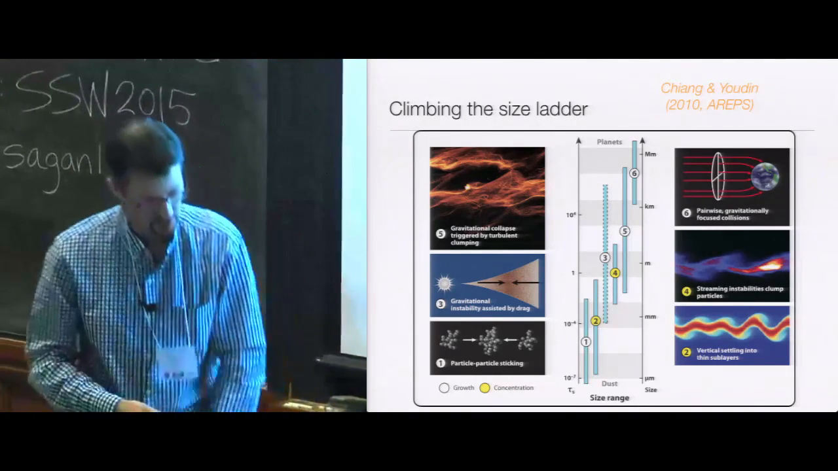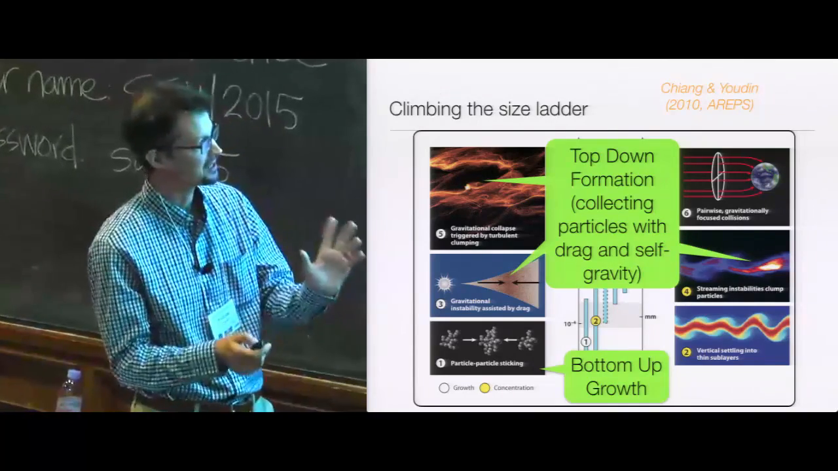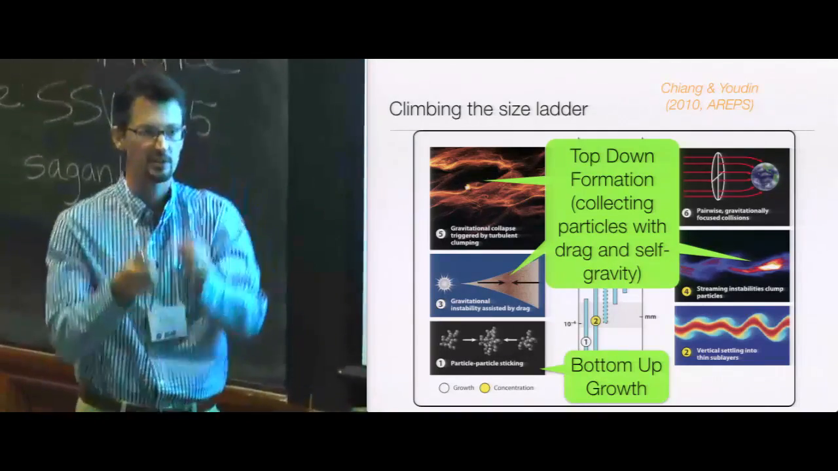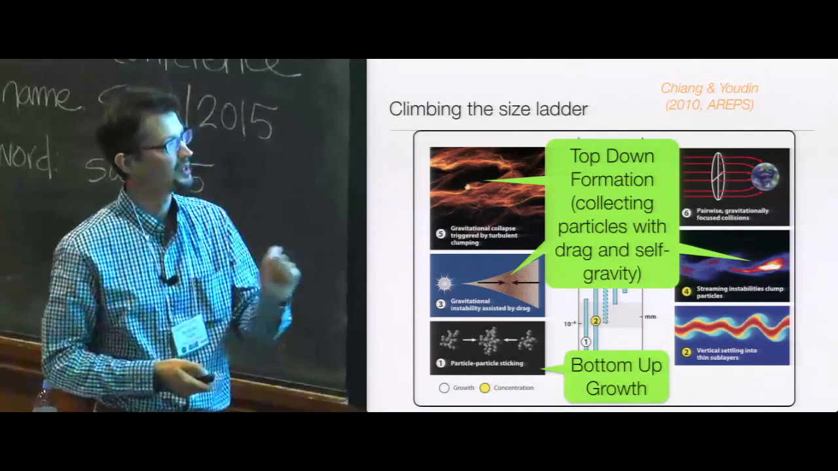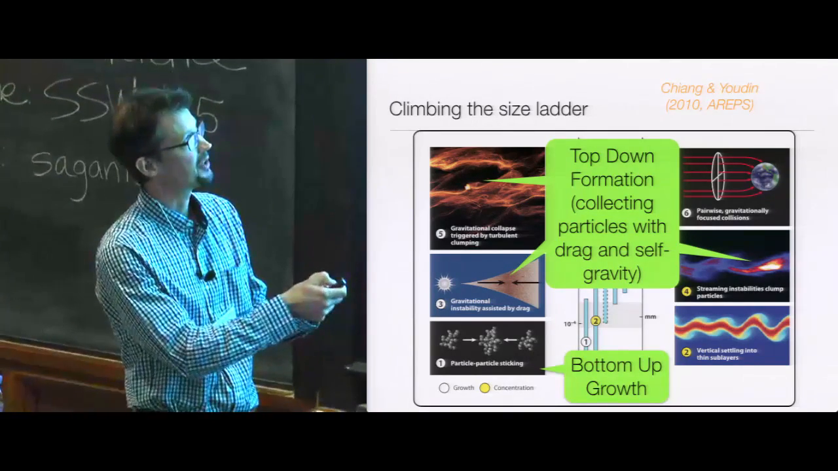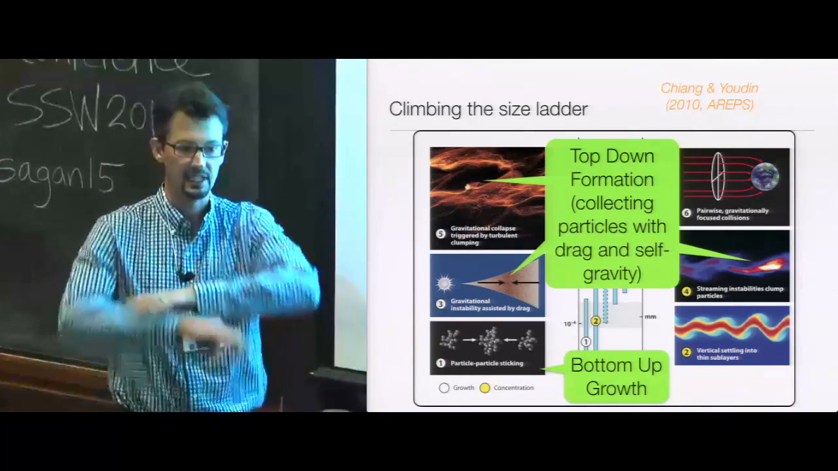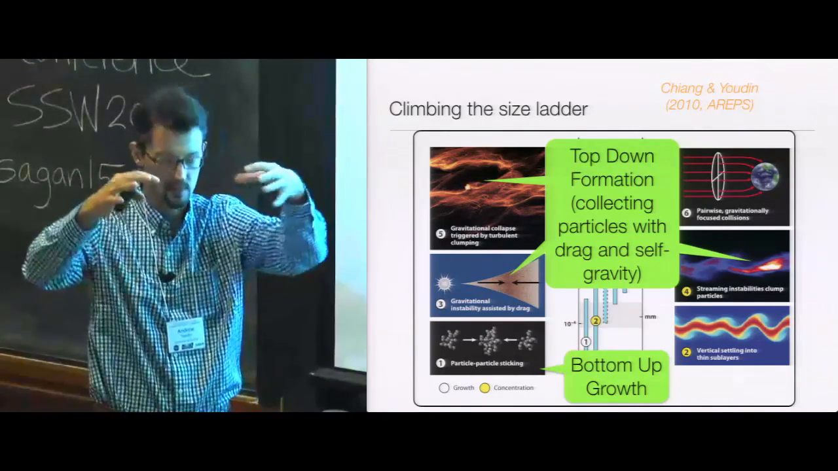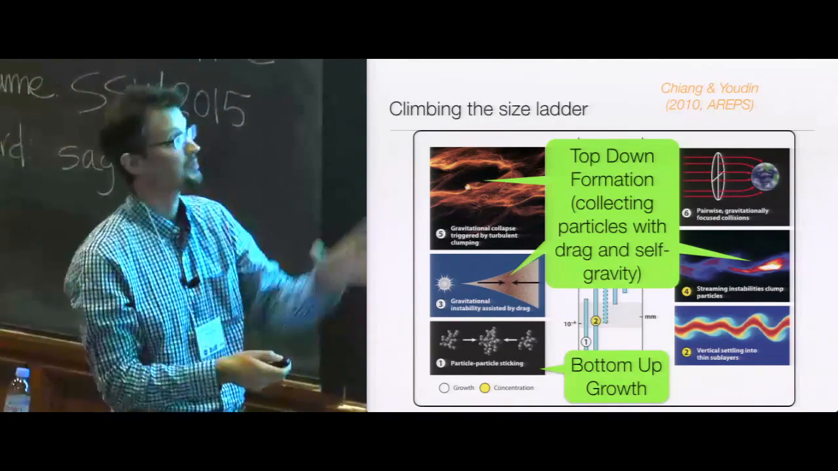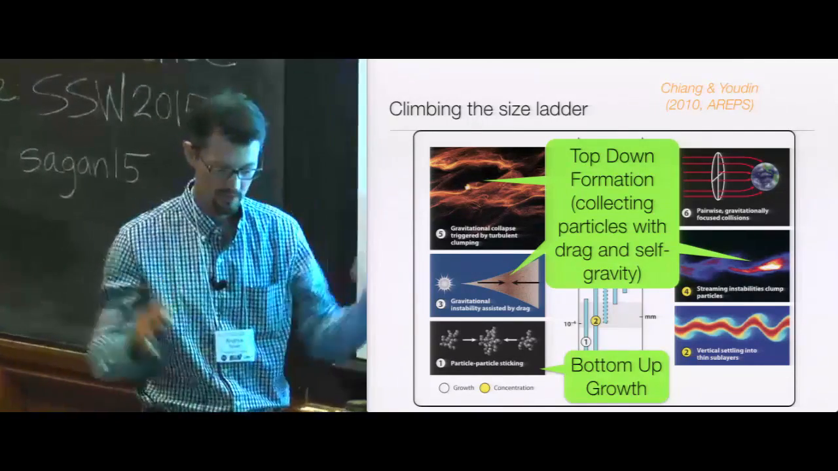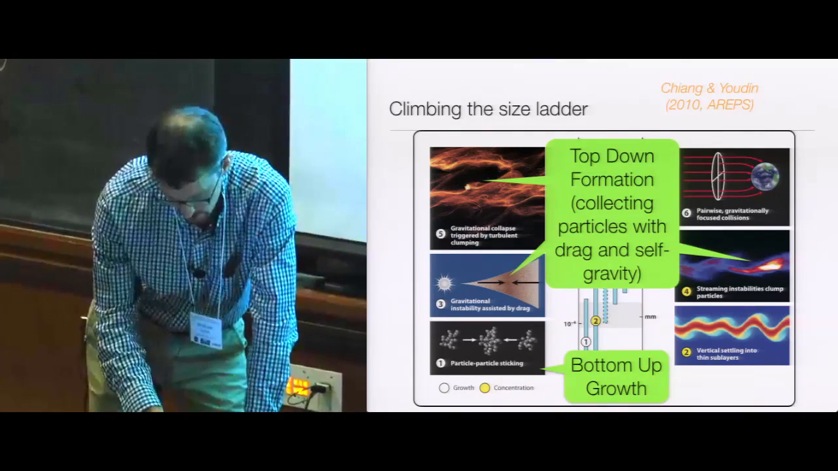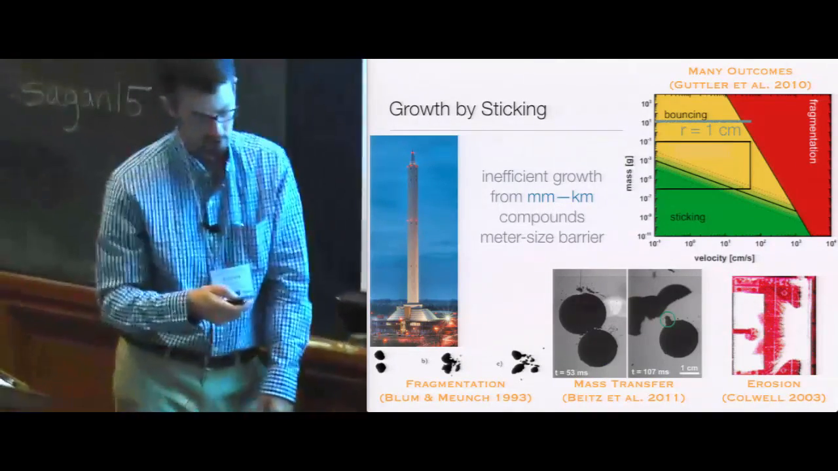Very broadly speaking, there are two classes of growth. You can think of bottom-up growth, which is taking small grains and sticking them together to gradually get larger bodies. That's often thought to be the only thing that happens in the growth of solids. But actually, it's now thought that top-down processes are very important: taking your sea of small bodies, collecting them into dense regions by a variety of mechanisms, and then ultimately having them collapse on themselves gravitationally. This is more of a top-down process, and it's important for the final stages of planetesimal growth.